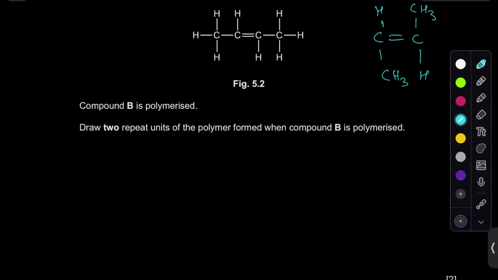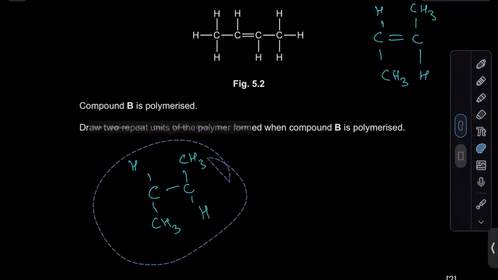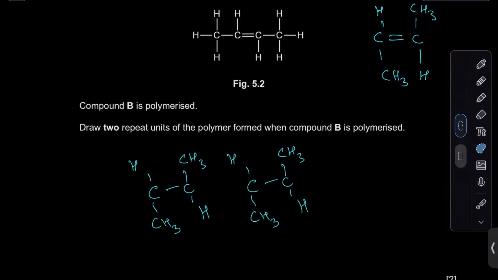Draw 2 repeat units. How do you make repeat units? RCJ. Remove the double bond. Copy, join. So we'll remove it and then copy it. That's 1 repeat unit. We'll make a copy of that, and then we can join them to find out the repeat units. Okay. Do we need to draw continuation bonds?